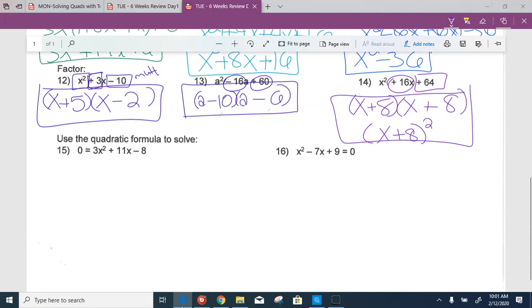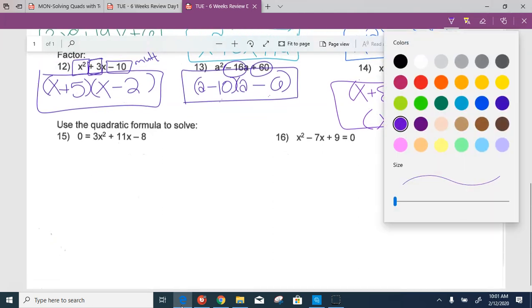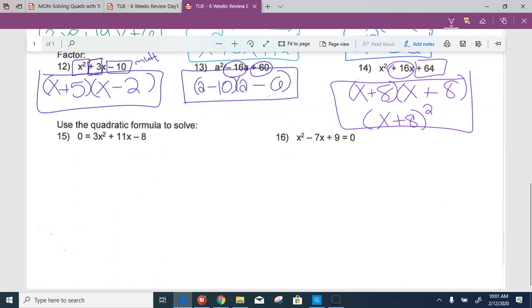If you're not good at these, your best bet then is to look at your multiple choice answers and do FOIL like we did in 9, 10, and 11 to figure out which one gives you these actual equations that are shown above. All right, and then finally my last two. Number 15, use the quadratic formula to solve. Easy enough. It equals 0 and I have all three pieces.